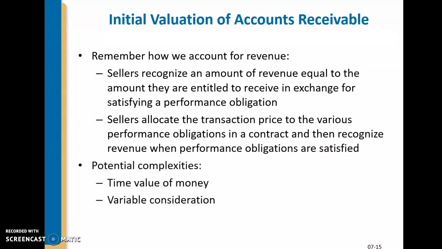There are some potential complexities that were covered thoroughly in Chapter 6. One is the time value of money. Because credit sales allow a customer to get goods or services now but pay for them in the future, you can view a credit sale as providing a loan in addition to whatever goods or services are included in the contract. However, sellers can ignore the financing component when it is not significant, which is typically the case when receivables are due in less than 1 year.